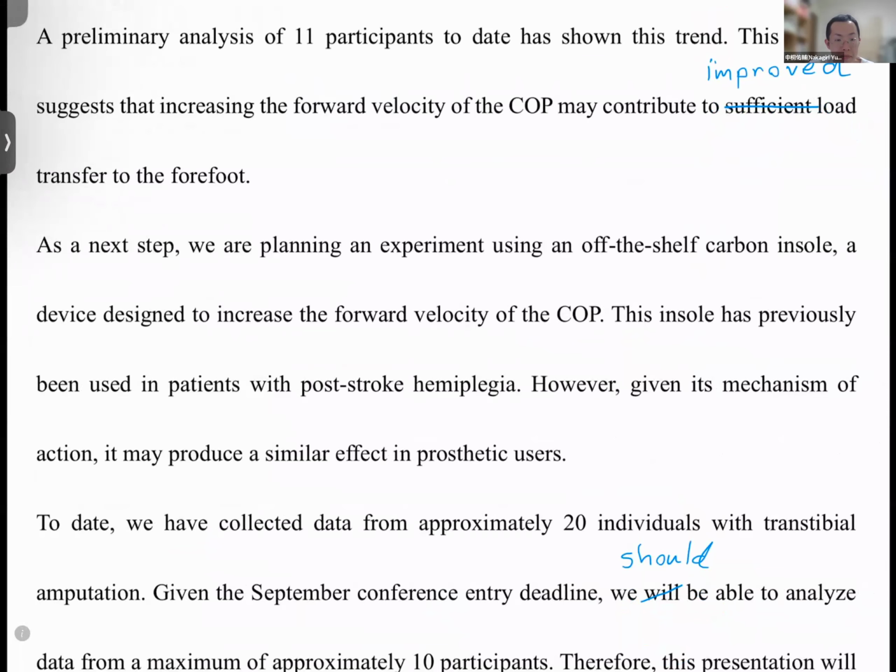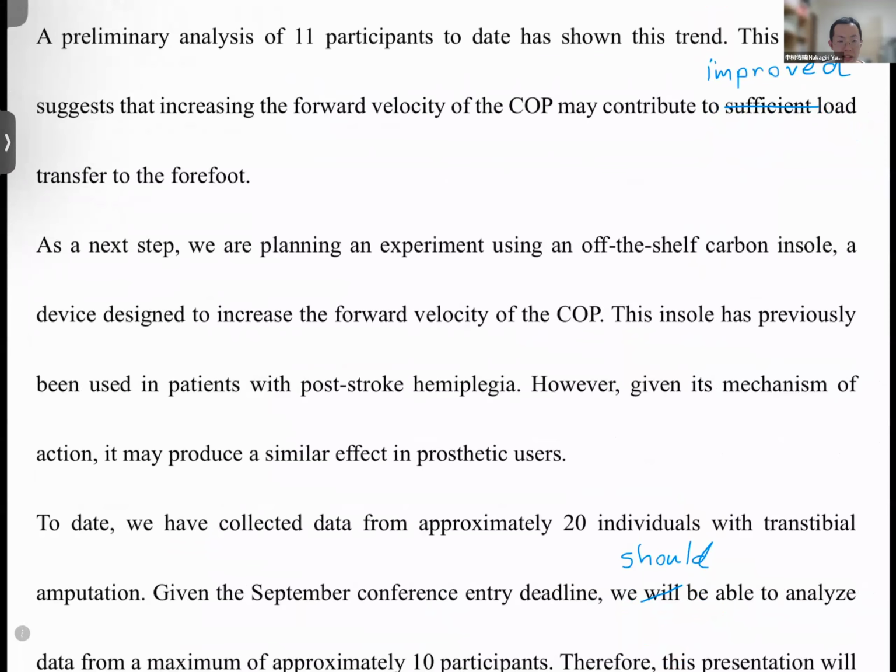Preliminary. Preliminary. 1, 2, 3, 4, 5.